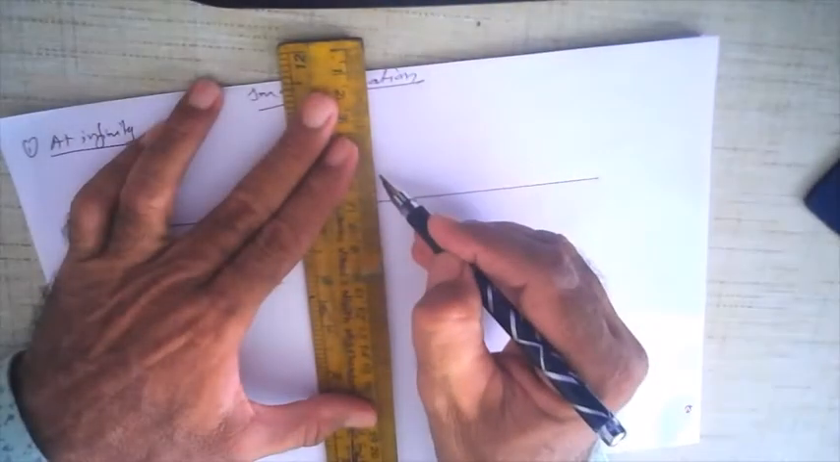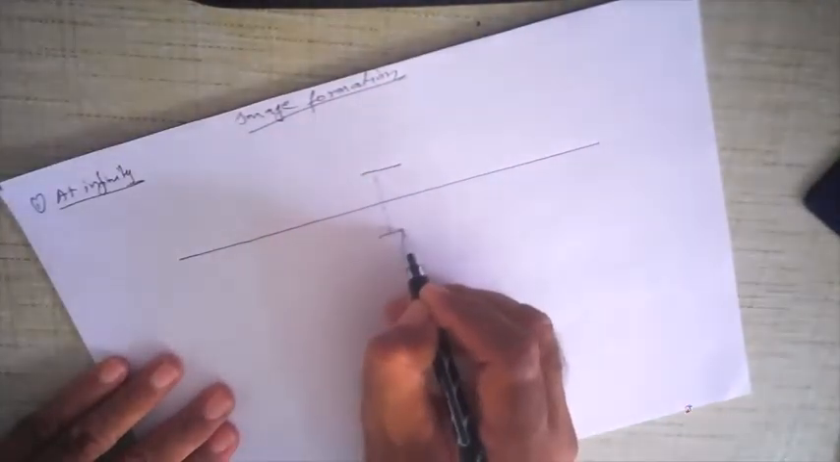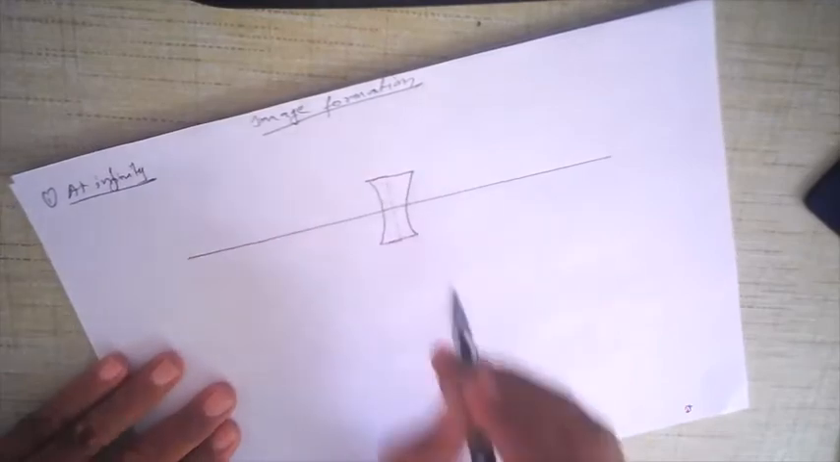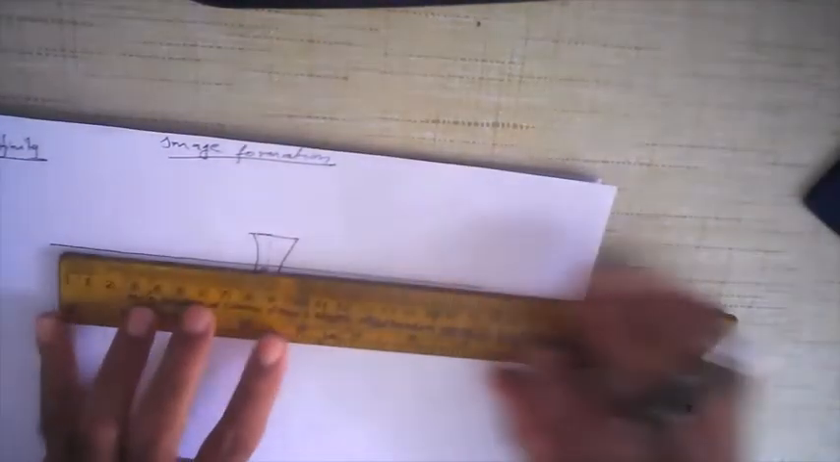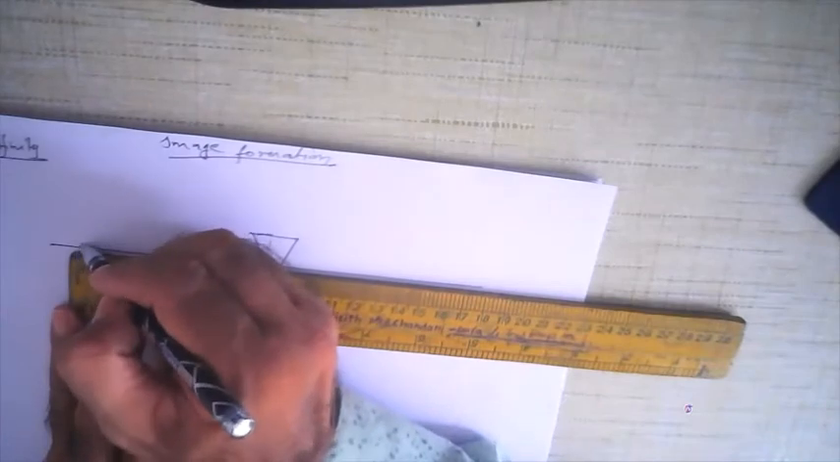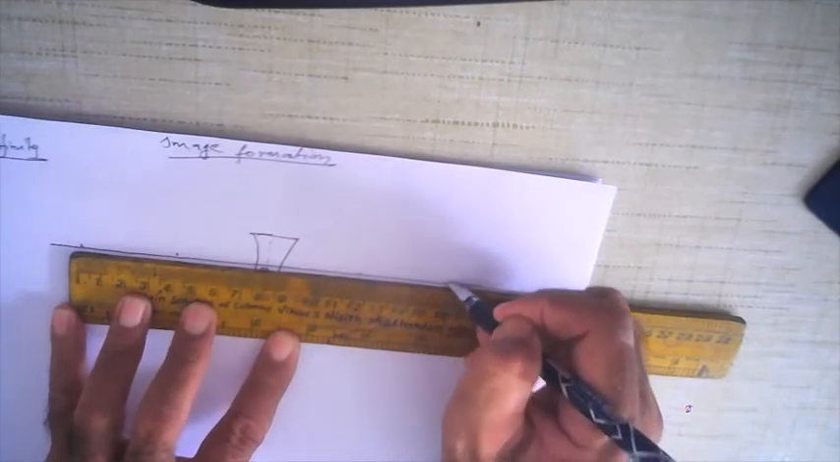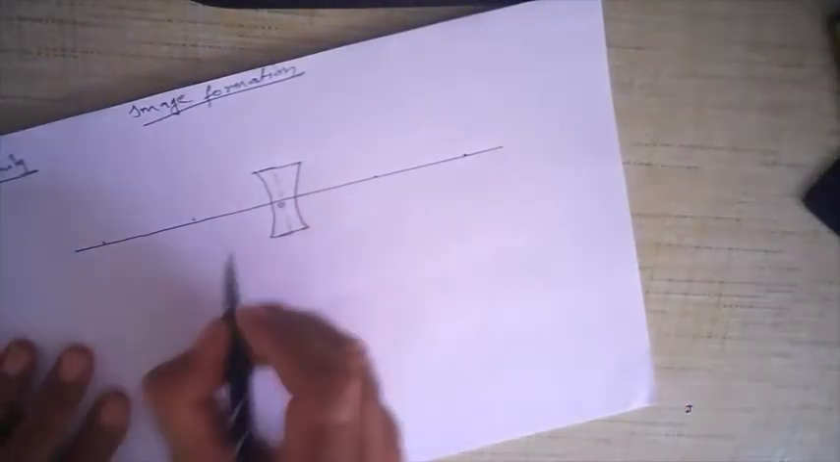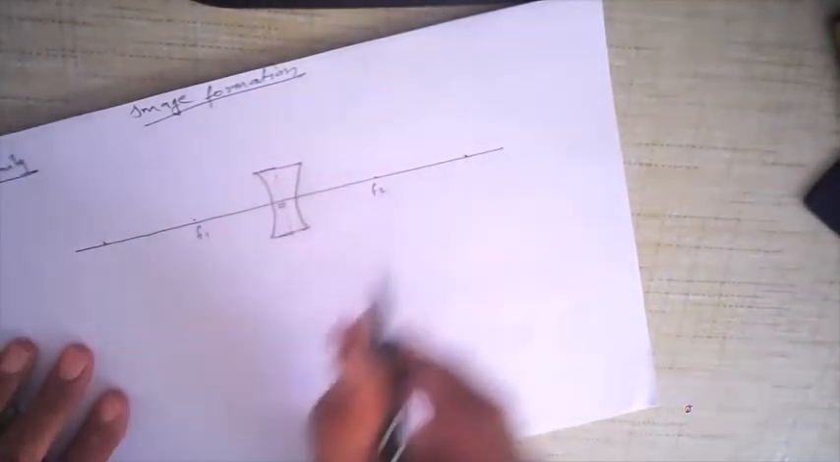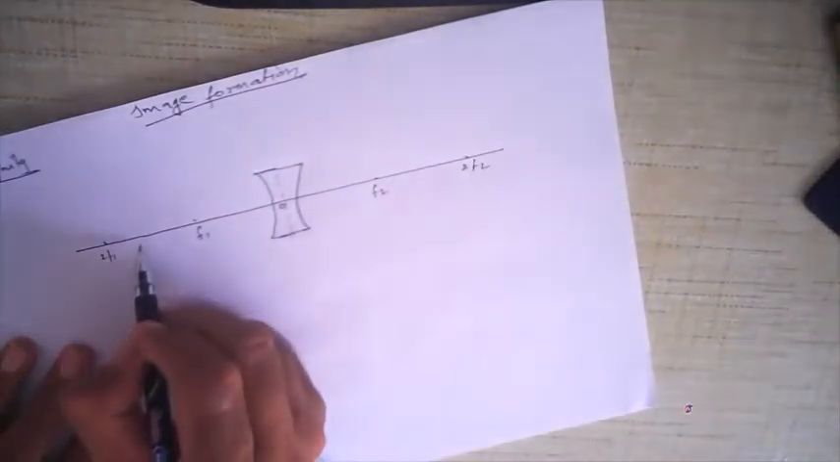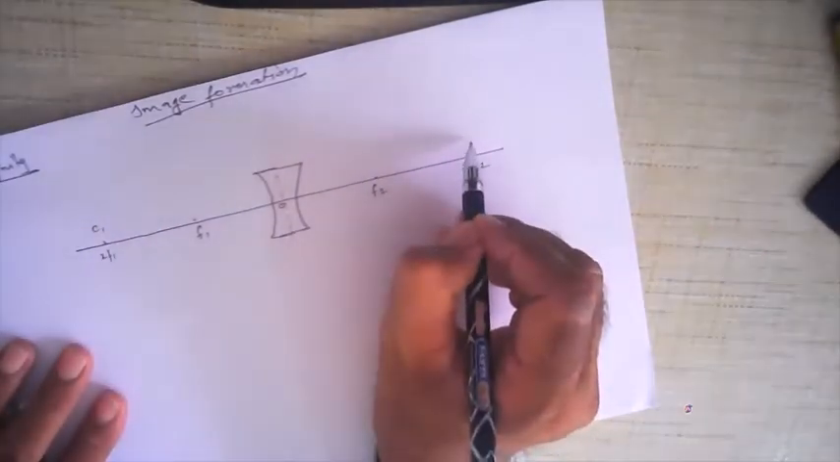Let us suppose this is the center. I had a slight doubt about the lens. So let us suppose this is your lens, and this is the center. Let us also mark the distances: 4, 8, 12 and 16. I have taken 4 centimeters on all the sides. So this is f1, this is f2. This is twice f1, this is twice f2. This is the center, which can also be called C1 and C2.